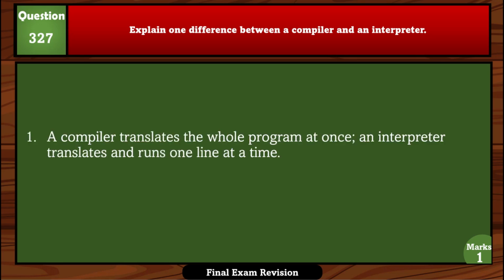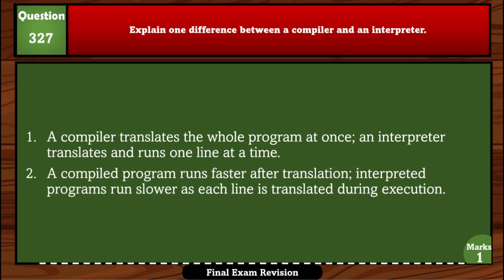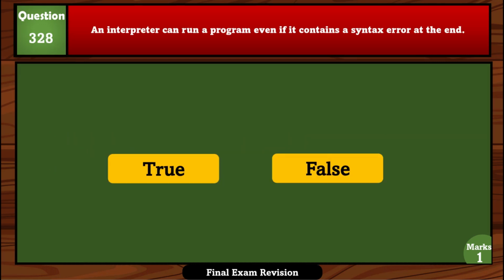A compiler translates the whole program at once. An interpreter translates and runs one line at a time. A compiled program runs faster after translation. Interpreted programs run slower as each line is translated during execution. Question 328. An interpreter can run a program even if it contains a syntax error at the end. That's true because the error is at the end.